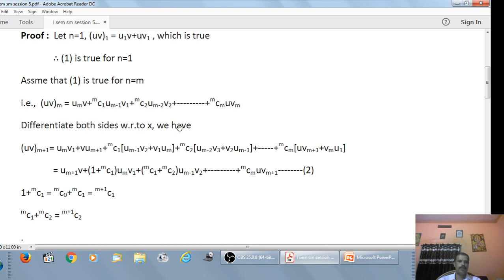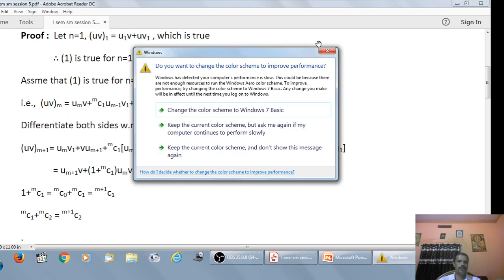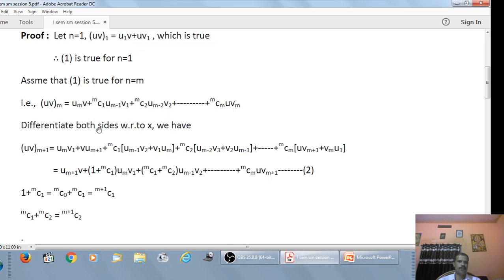Differentiate both sides with respect to x. Now we have, this is the mth derivative of uv. If you differentiate the mth derivative, you get the (m+1)th derivative. If you differentiate the first derivative, you get the second derivative. If you differentiate the second derivative, you get the third derivative. That means in the subscript 1 is added. The derivative of the mth derivative, in the subscript 1 is added, will be the (m+1)th derivative.